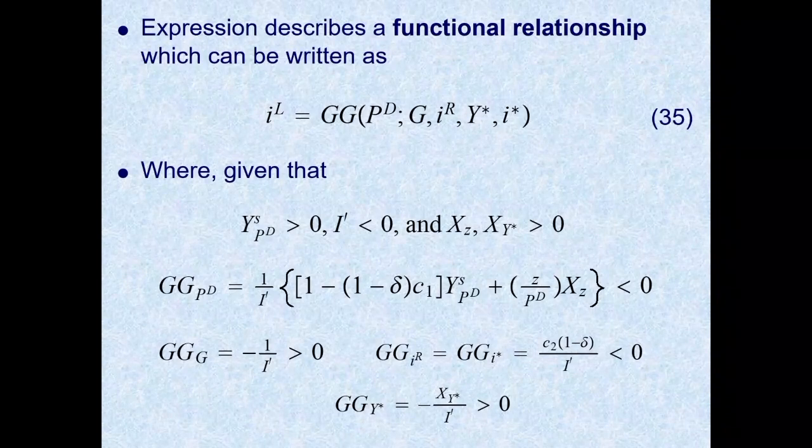And the partial derivative with respect to foreign output is positive, whereas the partial derivative with respect to the foreign interest rate takes exactly the same form as the partial derivative with respect to IR, and is also negative. So what's the explanation here? Let's take the first one, which appears complicated here, as you can see, but the sign is unambiguous. We know that this is going to be negative.